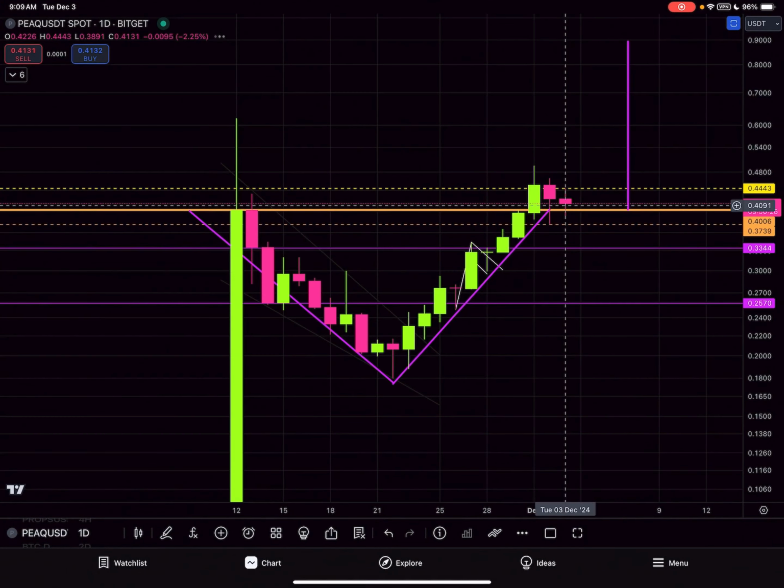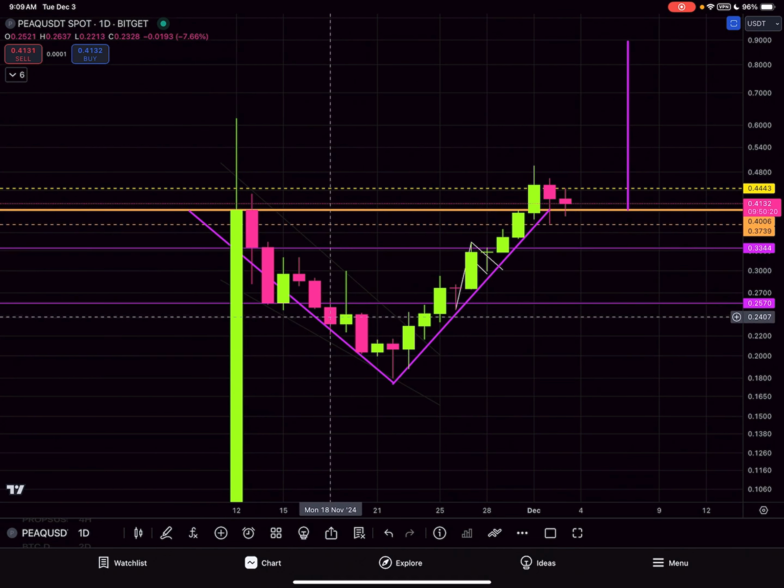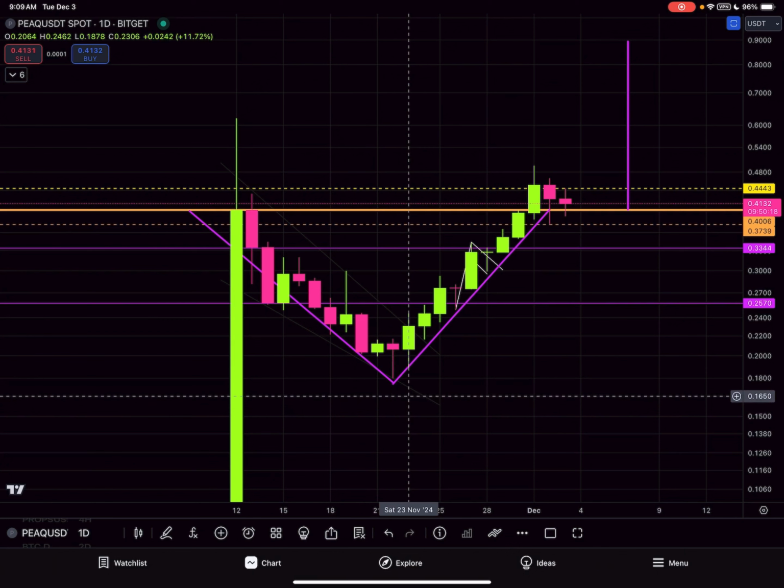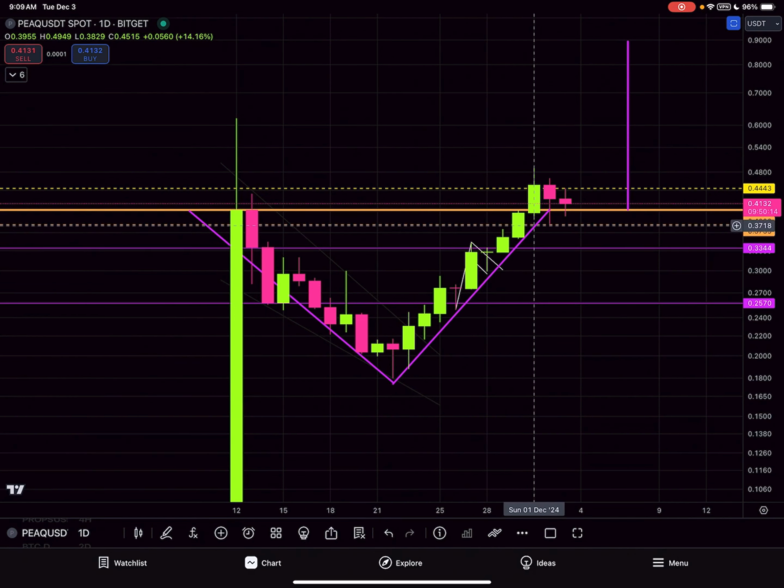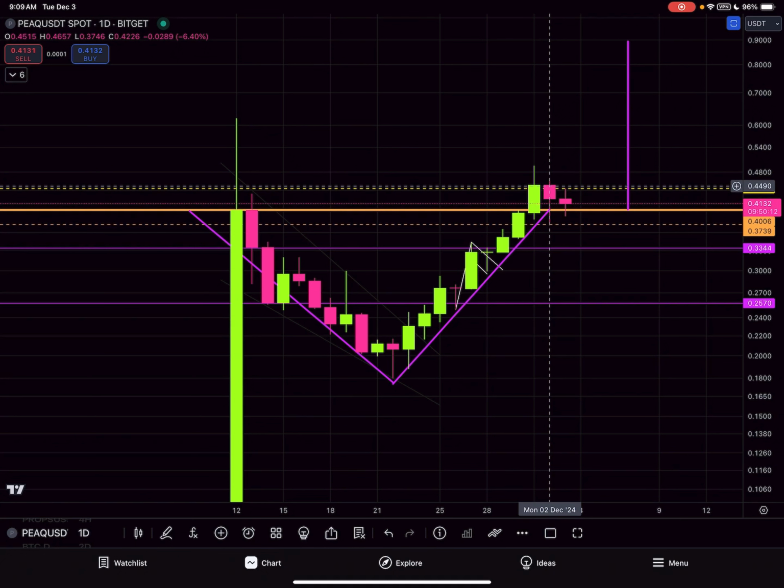Price declined from launch. Highest open and close, 40 cents. Price declined all the way to 18 cents, and then price appreciated just as aggressively all the way past 40 cents. Then price pulled back to hold support on top of 40 cents, which is the highest open and close on the daily chart. And we're holding support there right now.